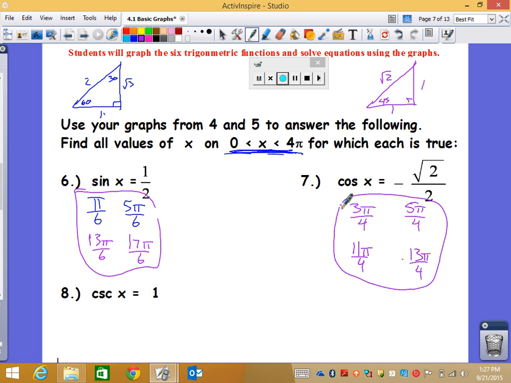And the last one, cosecant of x equals 1. Well, I haven't graphed cosecant of x yet, but I do know that cosecant is 1 over sine. So I can flip both sides. So I can think of this as cosecant over 1, 1 over 1. So I get sine of x is, well, 1 over 1 flipped is 1 over 1, or 1. So what I can find is where the sine of x is equal to 1.